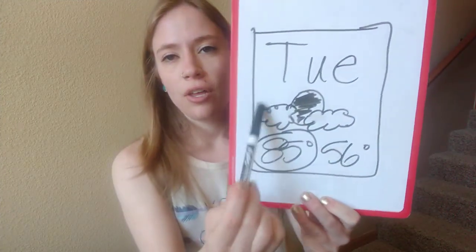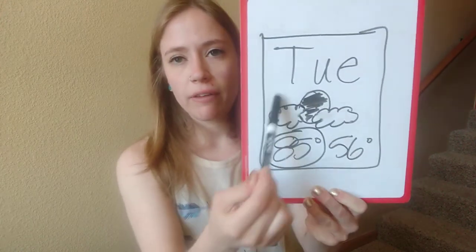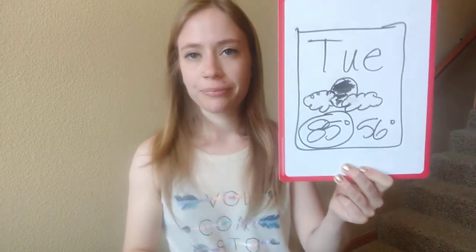All right, so now let's check out our weather picture. So what type of weather will we be having tomorrow if this is our picture? So if you said partly cloudy, you are correct. So it'll be the same weather that we are having today, except a couple degrees warmer tomorrow.